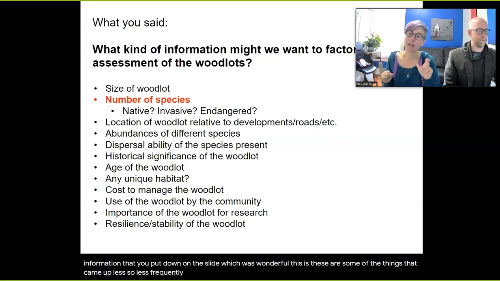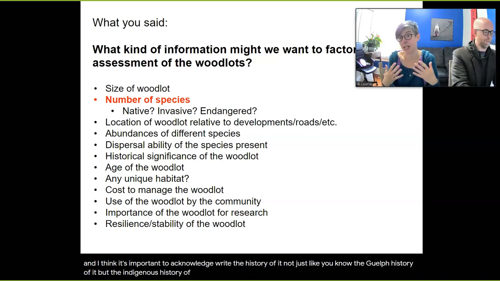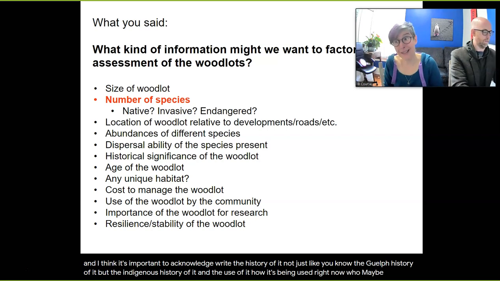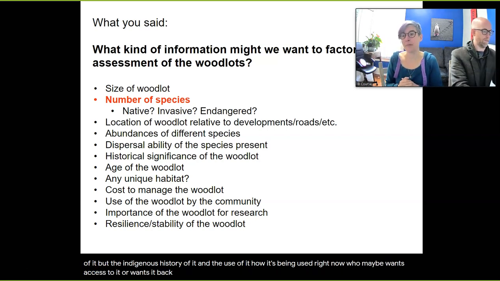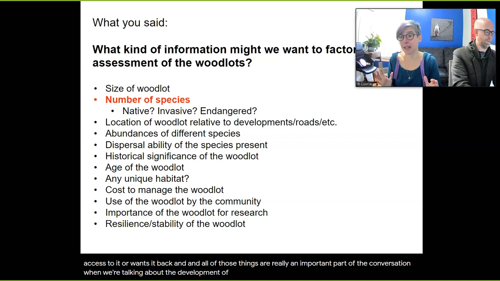Less frequently was the cultural, societal, human interaction with these woodlots. And I think it's important to acknowledge, right? The history of it, not just the Guelph history of it, but the indigenous history of it. The use of it, how it's being used right now, who maybe wants access to it or wants it back, and all of those things are really an important part of the conversation when we're talking about the development of land or the preservation of land.